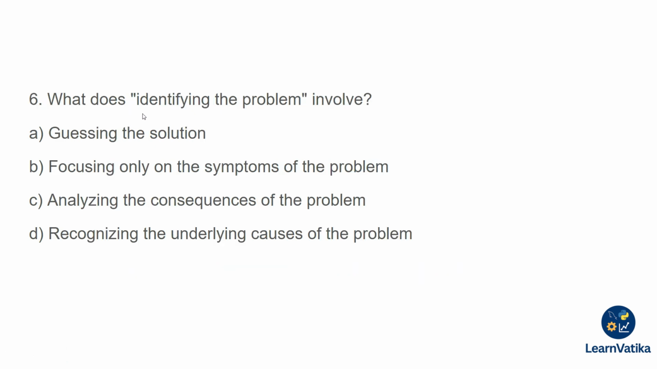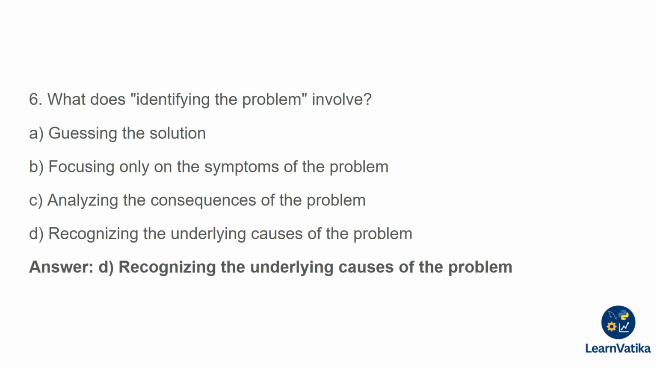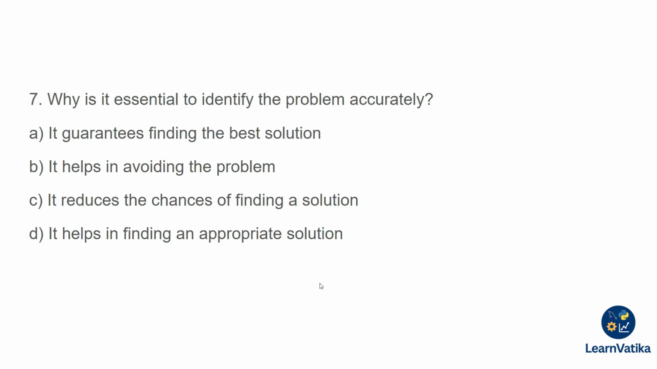Sixth question, what does identifying the problem involve? Option A, guessing the solution. Option B, focusing only on the symptoms of the problem. Option C, analyzing the consequences of the problem. Option D, recognizing the underlying causes of the problem. The answer is option D, recognizing the underlying causes of the problem.